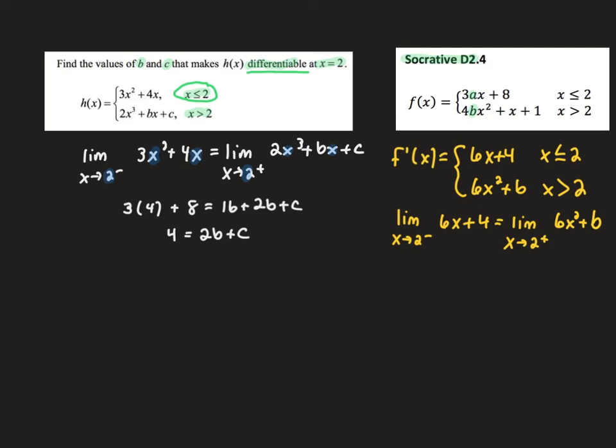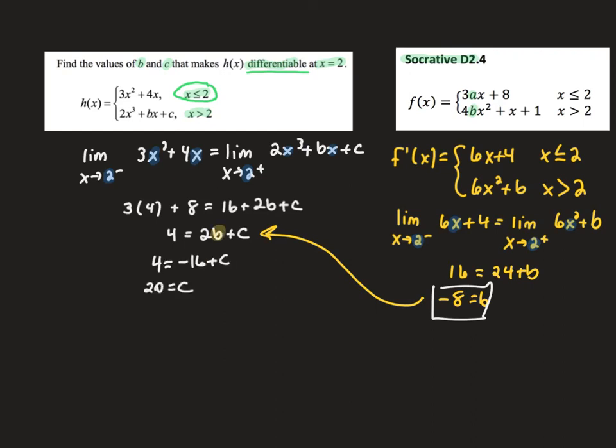Again, I'm going to evaluate these limits just by using direct substitution. So that 2 will get substituted in for those x's. Solving for b gives me a value of -8. Then to find the value of c, I come back over here to where I stopped. Now that I know that b is -8, I can replace the b right here with my -8 and solve for c. And that gives me a c value of 20.